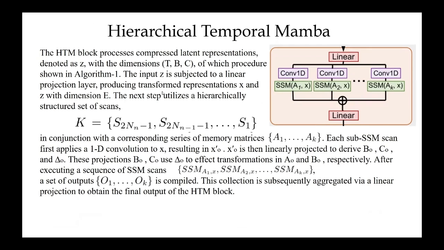Why we are using this linear projection layer, which is nothing but a neural network layer, is because, as you know, the SSM block expects an input in certain dimensions to align with our A and B, which we will use in SSM. And also, as we are in the encoder or decoder, we might do downsampling and upsampling. Now the next step utilizes a hierarchically structured set of scans k equal to 2n minus 1. This is, for any encoder, the number of scans it will do.